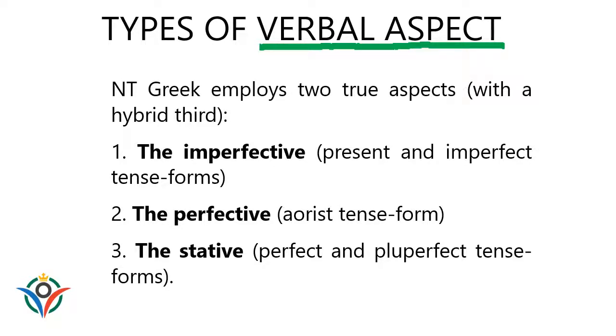The first one that they list is the imperfective. And in brackets there, we see that the present and imperfect tense forms are related to the imperfective verbal aspect. The second is the perfective, and that is related to the aorist tense form. And then finally we have the stative verbal aspect, which is like a hybrid of the first two, and that is related to the perfect and pluperfect tense forms.